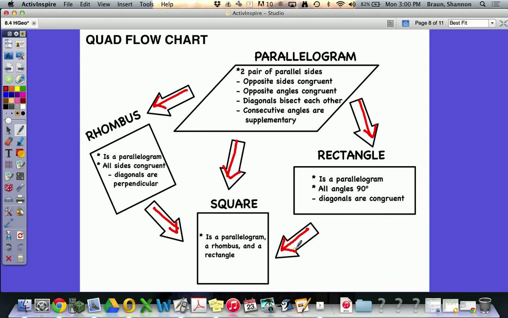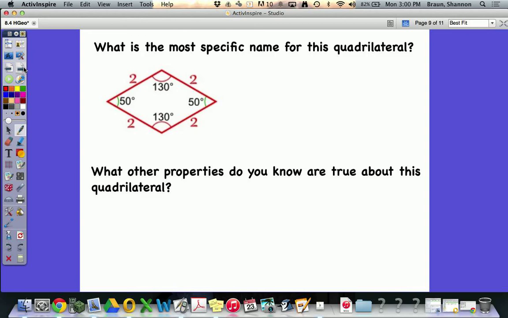from a rectangle. Okay? So within this section, within your homework that you're going to work on in class tomorrow, you're going to be using and applying some of these properties. So looking at this first example, whenever we name a quadrilateral, we always want to name it by the most specific name possible. So if something is a rhombus or a rectangle or a square, we don't want to call it a parallelogram, even though it is a parallelogram. We want to call it by its most specific name.